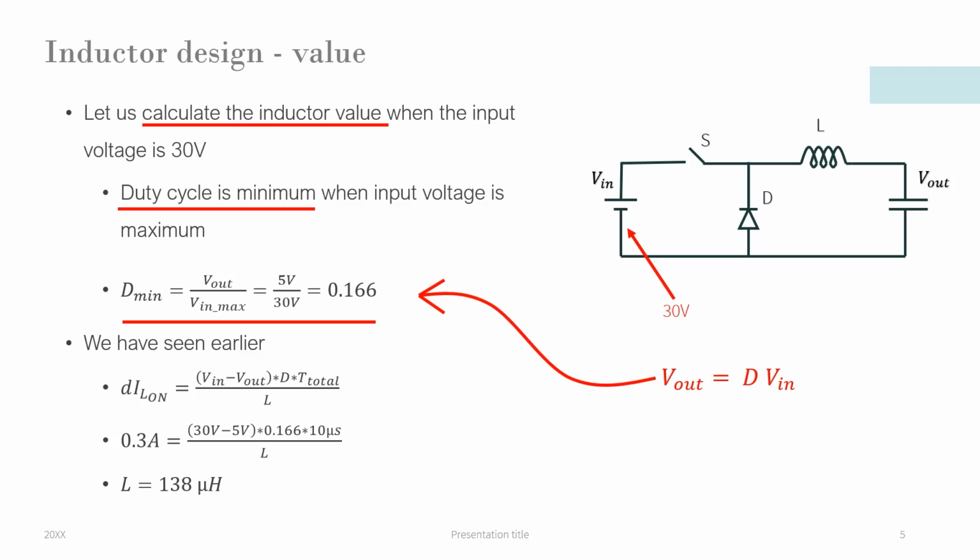Now, we know that when the switch is turned on, inductor current is given as shown here. We know that the inductor ripple current is 0.3 amps. On substituting these values, we get the value of L. L is equal to 138 microhenry.